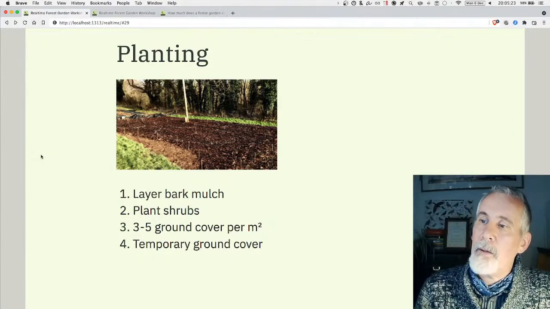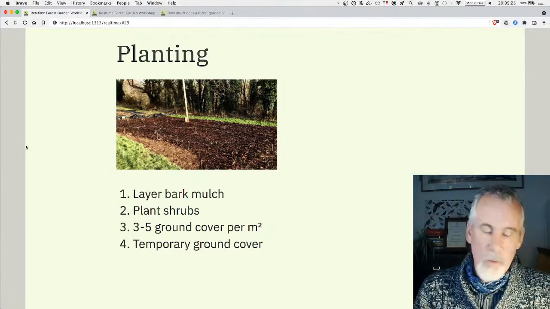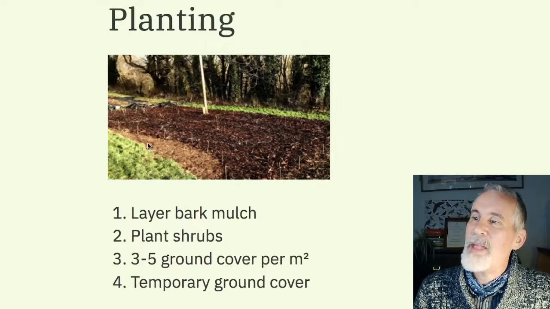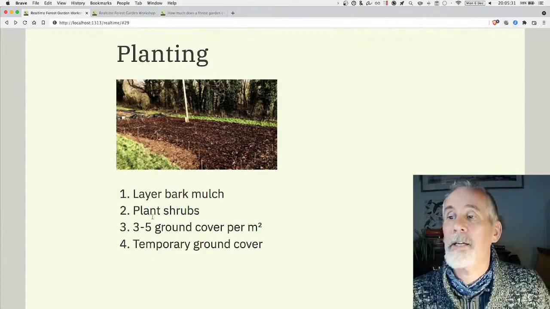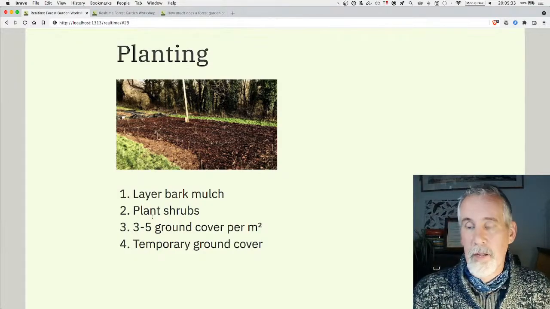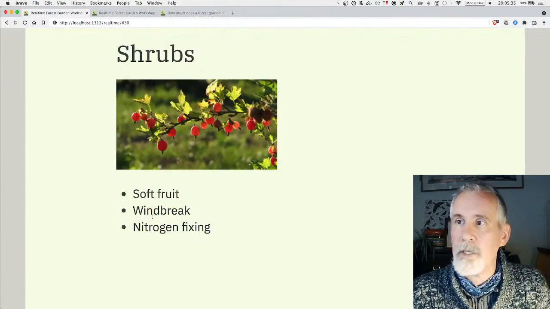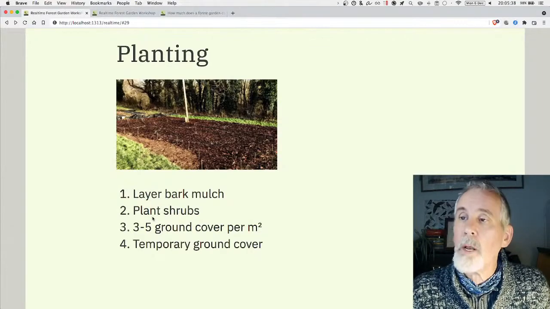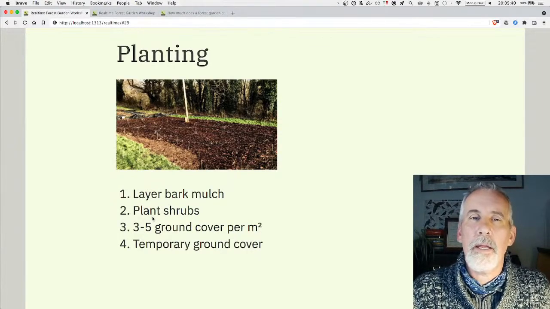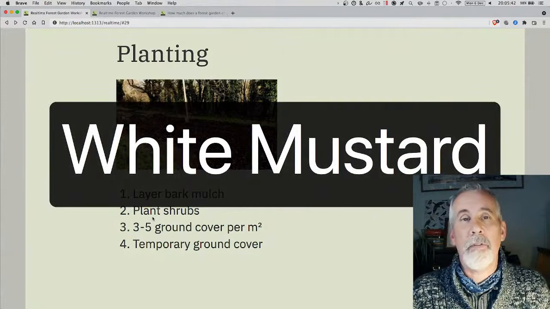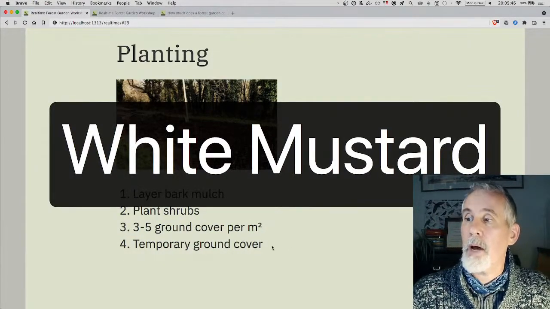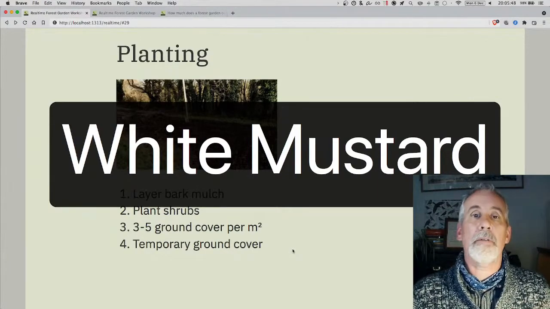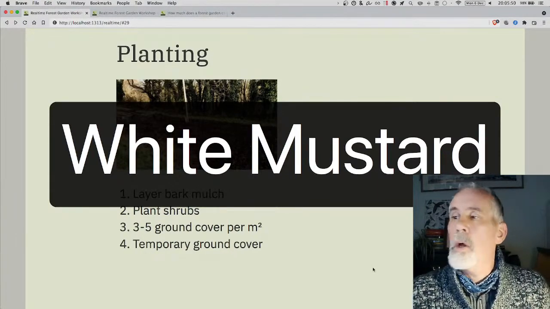You put the bark down and then you mark out, you can see just about where I've marked out the shrubs. And then you plant the shrubs out, and then you plant out the ground cover at 3 to 5 per square metre, and then you sow a temporary ground cover. The one I use here in West Wales is white mustard. It's available as an agricultural green manure, so that's pretty cool. You can put that on, and that just allows the ground cover to get established.